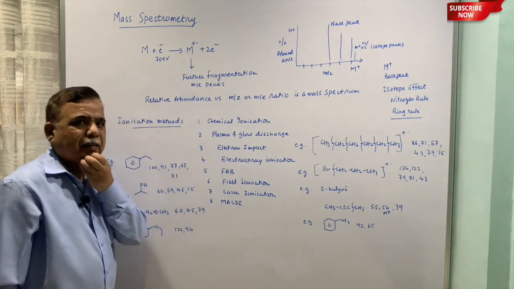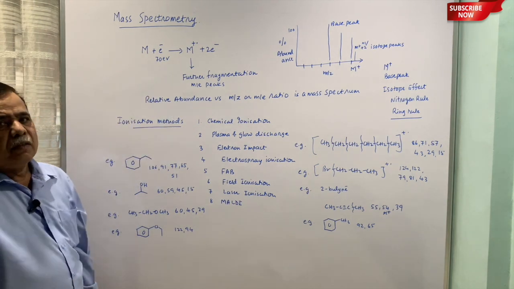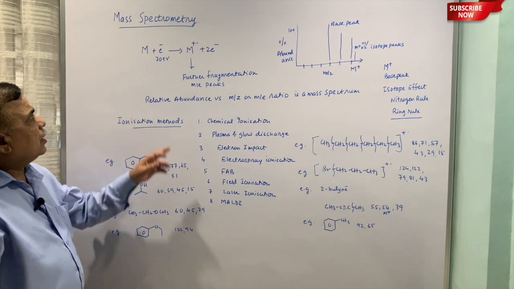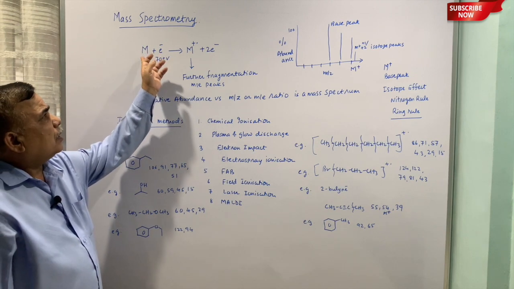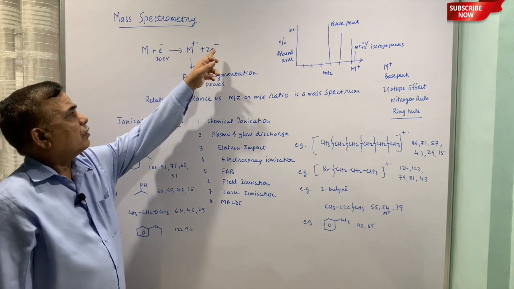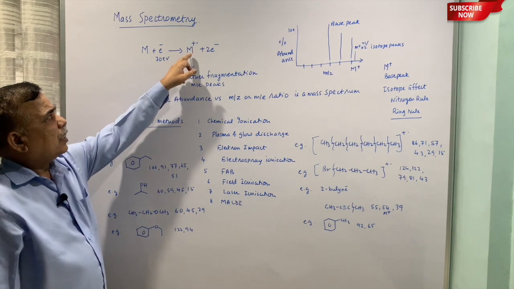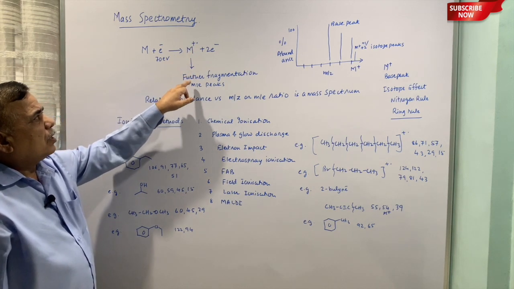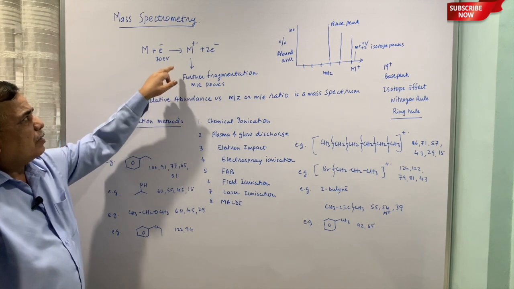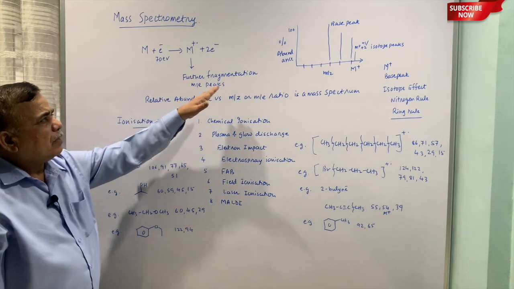In this technique, the compound under investigation is bombarded with electrons with 70 electron volt energy, and then one of the electrons from the M is removed and that one electron is lost. Now this M plus radical or radical cation has a tendency to undergo further fragmentation, and you get mass to charge ratio. Now here charge is +1, so these fragments will have different masses.